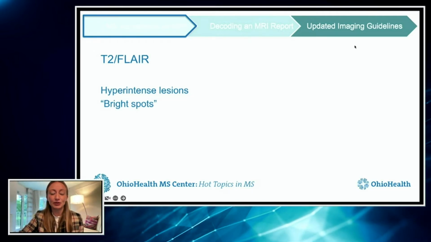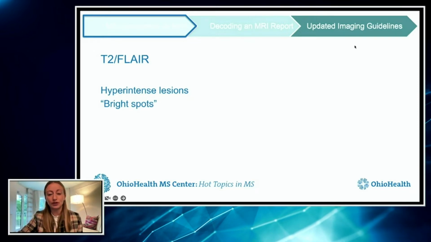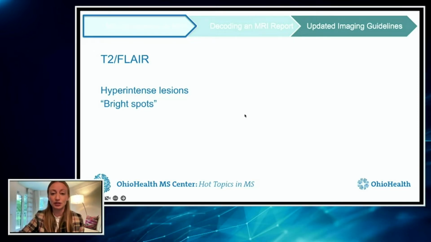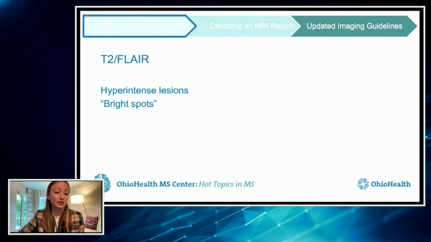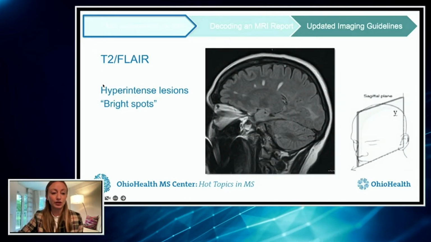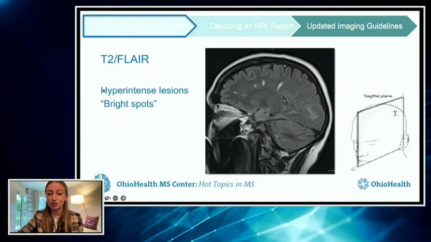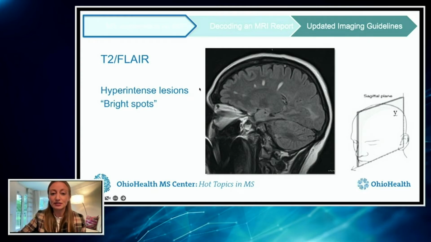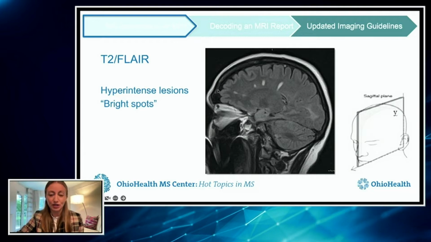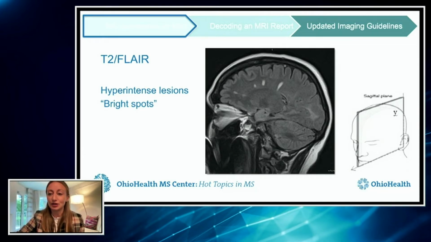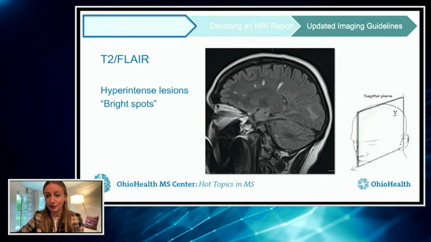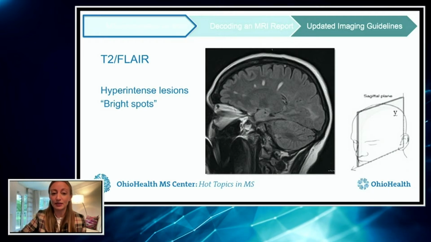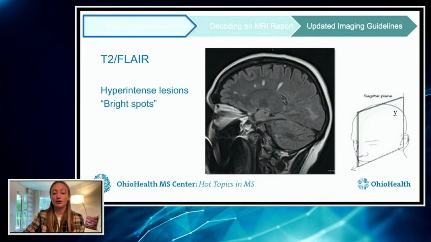And these are together because both T2 and FLAIR MS spots are going to look the same, and that's that they're going to look bright. So you'll hear the term hyperintense lesions, which just means bright spots. So this is an example of a FLAIR image, and that stands for fluid attenuated inversion recovery. And basically, the MS spots are going to be bright on this image.